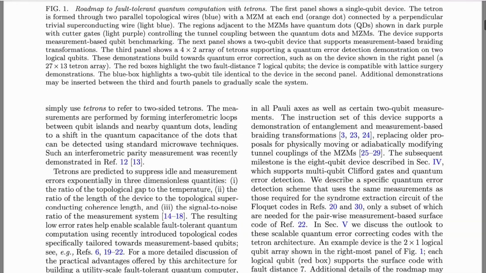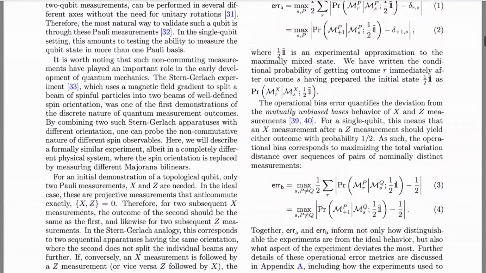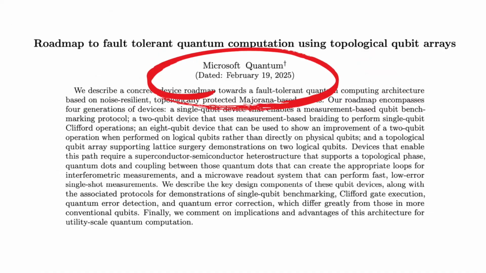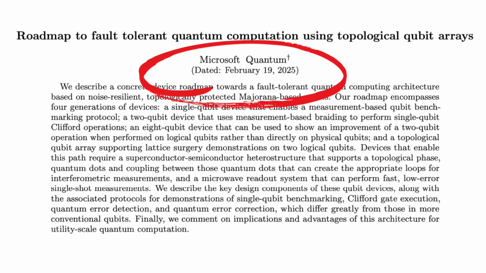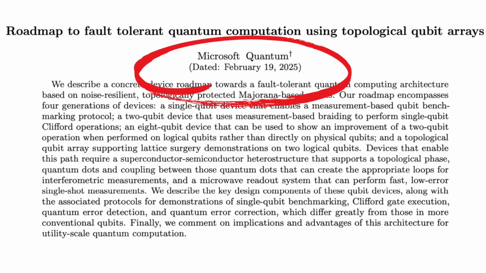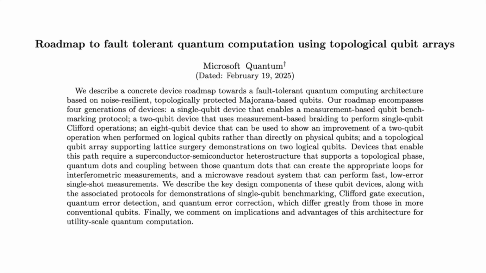But instead of taking Microsoft's claims at face value, let's take a closer look at the paper published by the Microsoft Quantum team titled "A Roadmap for Fault-Tolerant Quantum Computing Using Topological Qubit Arrays." The first thing that stands out is the word roadmap in the title. This does not mean the technology is fully developed and commercially available. Instead, it suggests that a plan is being presented.